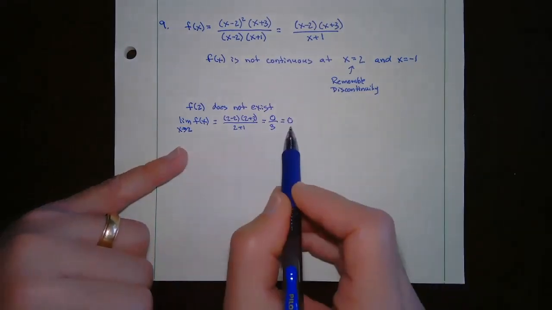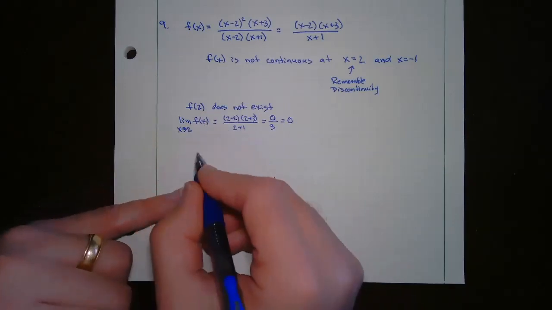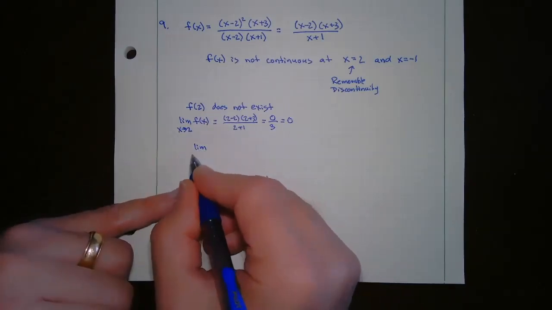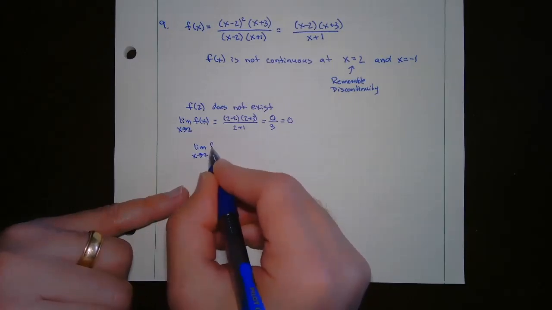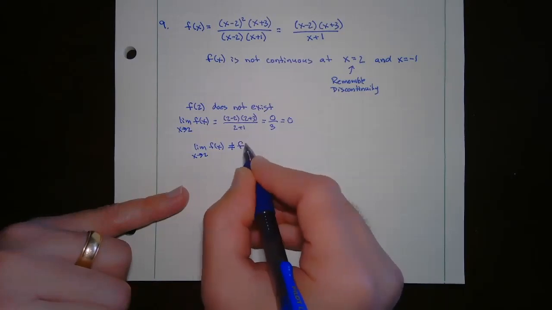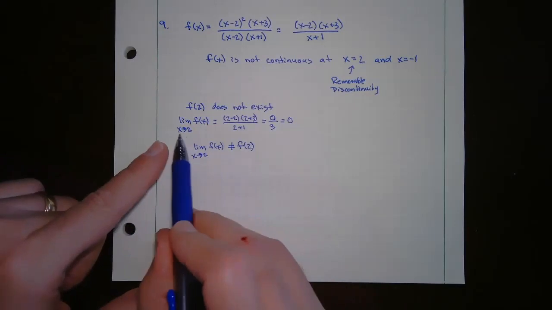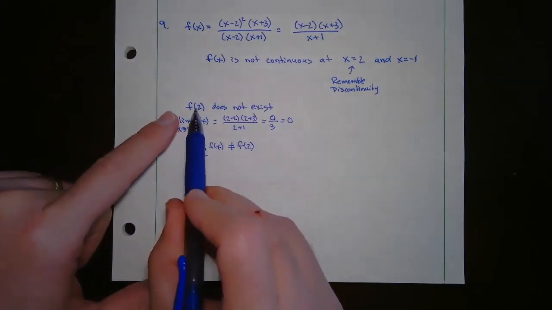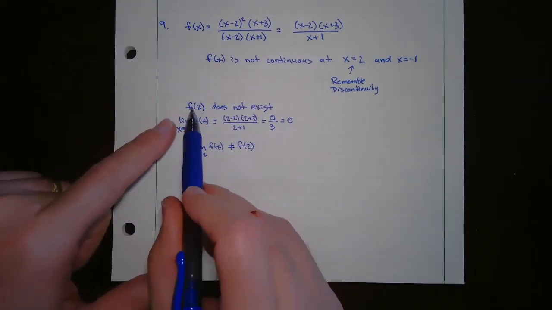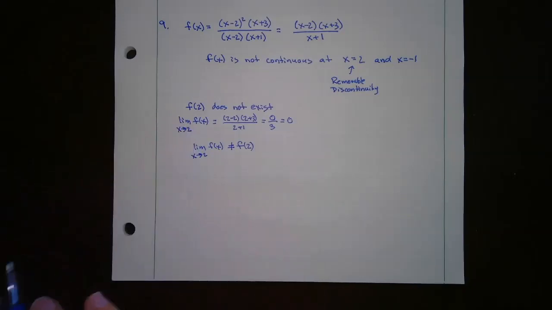So the limit exists, but they're not the same, because the function doesn't even exist. The limit as x approaches 2 of f of x does not equal f of 2 because f of 2 doesn't even exist. If the function doesn't exist, or the function actually can exist, but these are different, then that's a removable discontinuity. You know you have a removable discontinuity when the limit exists.